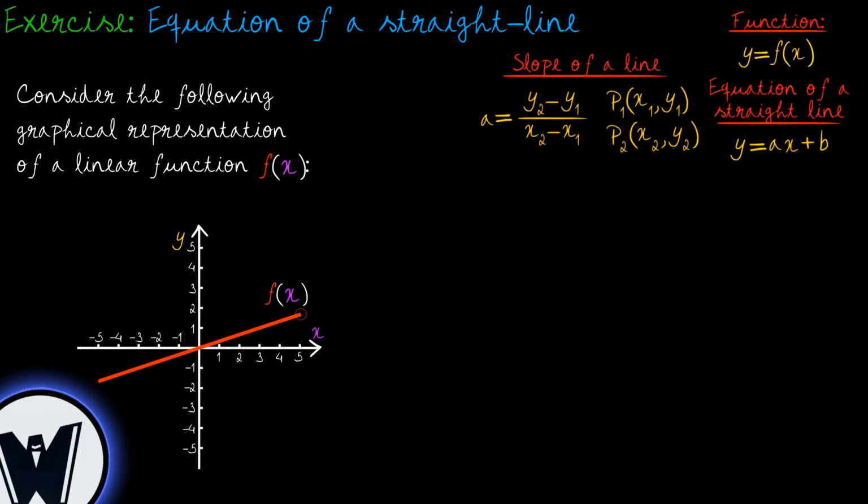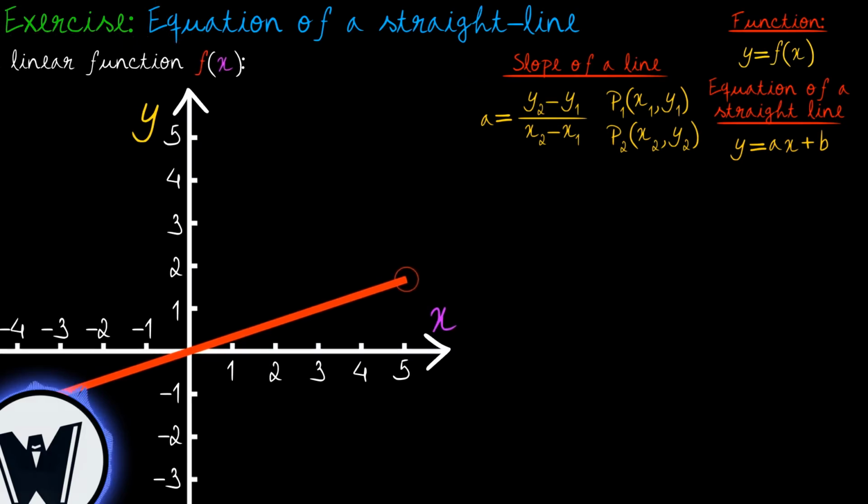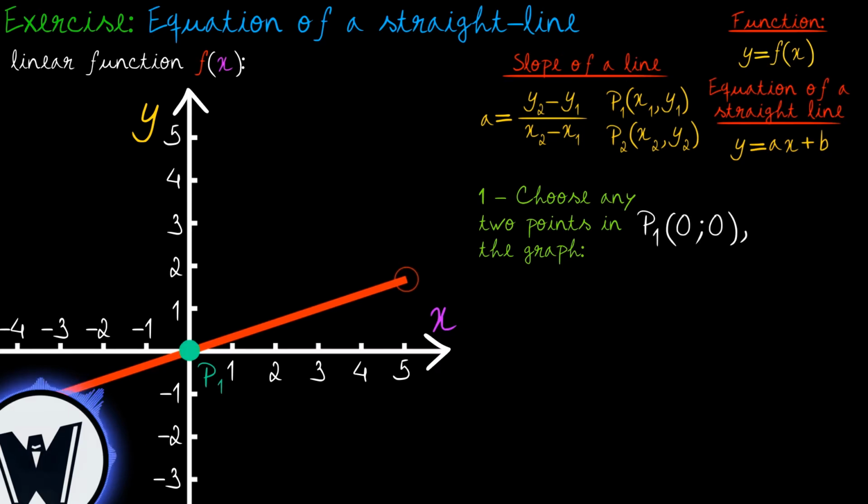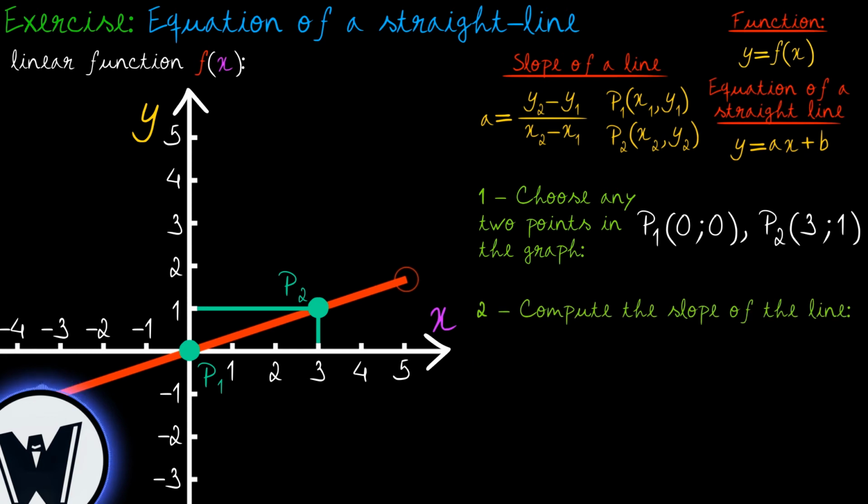So, the first step is to choose any 2 points within the graph of function f. But why 2 points? Because a straight line is defined by at least 2 non-coincident points. To simplify things, we will choose the origin and the point having 2 integer values for the coordinates. Next, we will find our slope based on these 2 points, with the above presented expression. The change in y is 1 minus 0, and the change in x is 3 minus 0, which results in 1/3.